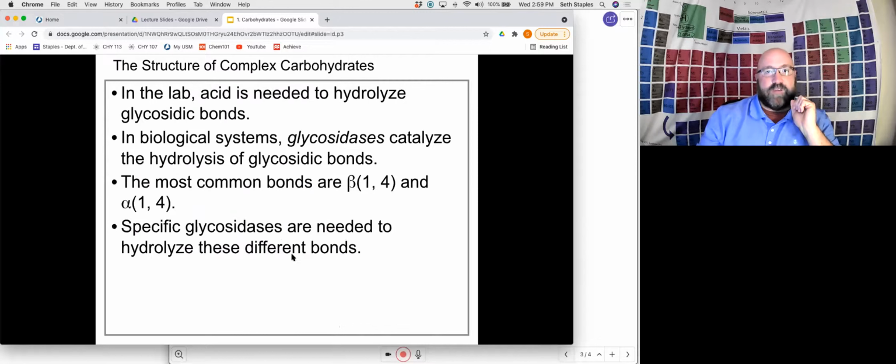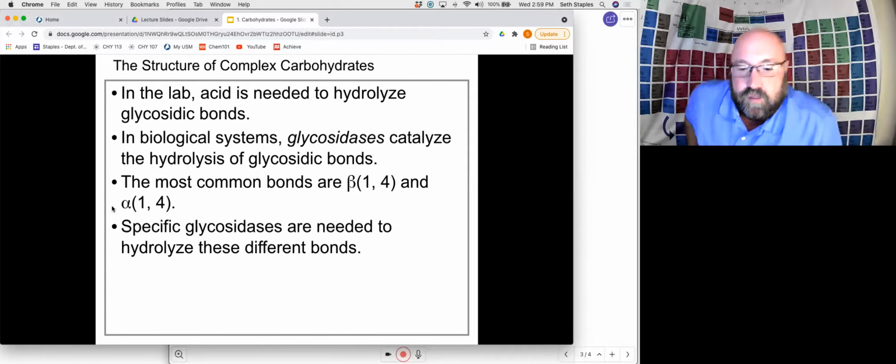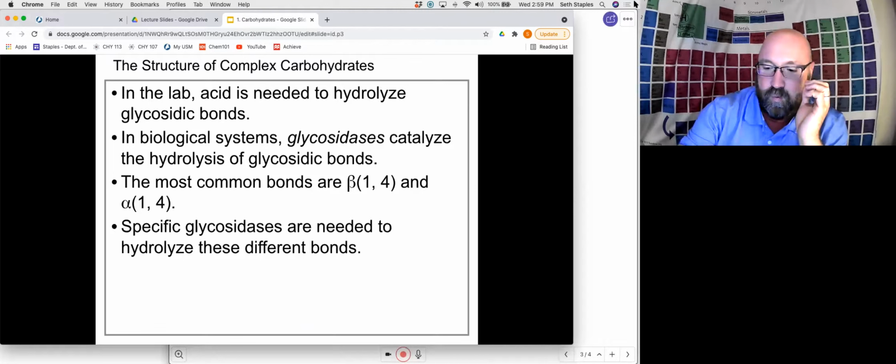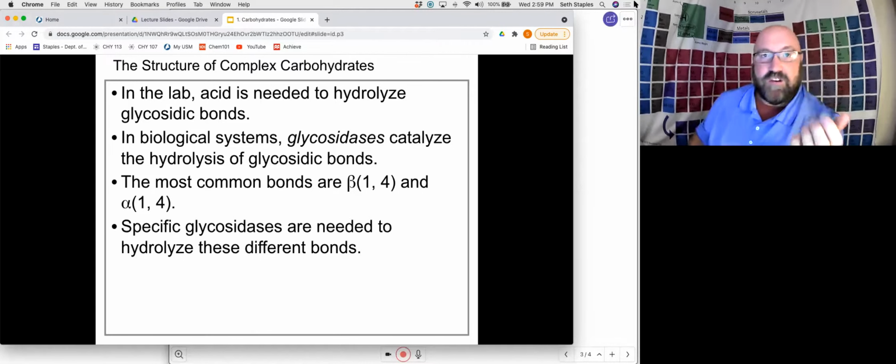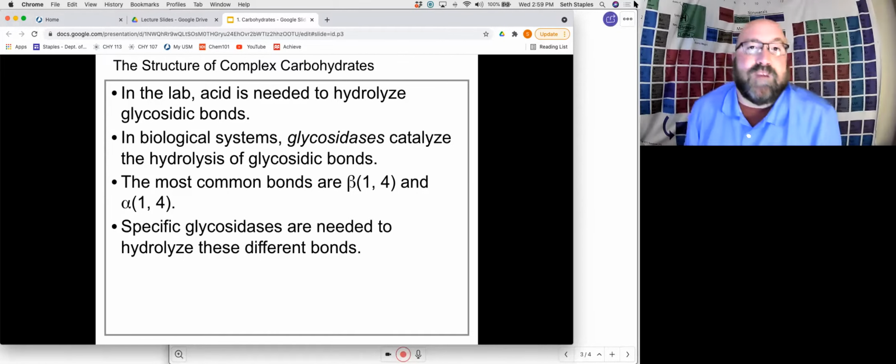But let's look closer at that glycosidic bond. We have different types. The most common types are beta 1,4 and alpha 1,4. And let's look at the differences there. The beta or the alpha just depends on the saccharide that is being joined at the anomeric center. Did that start as an alpha or a beta? Simple as that.